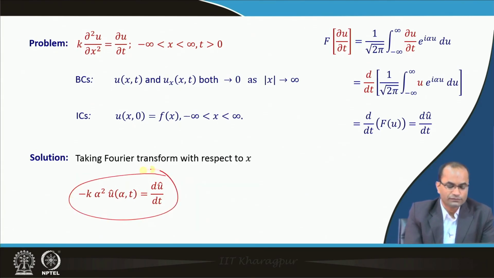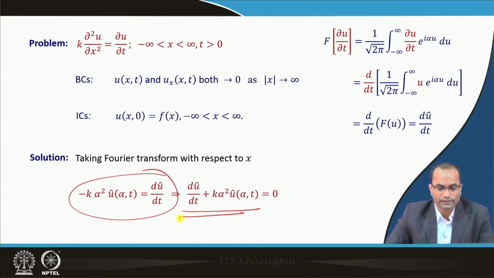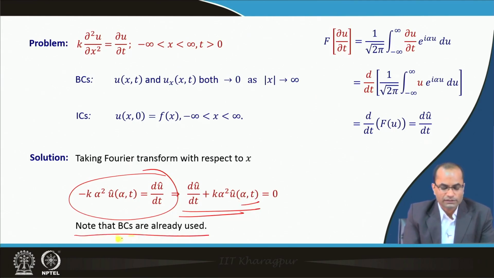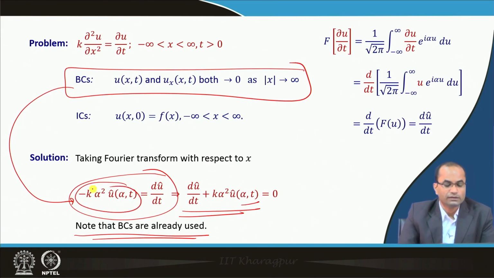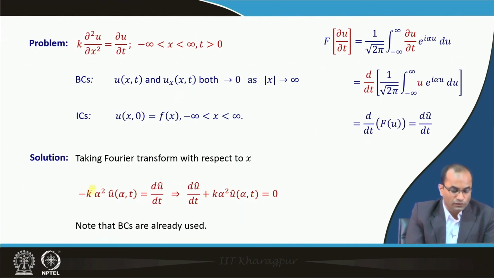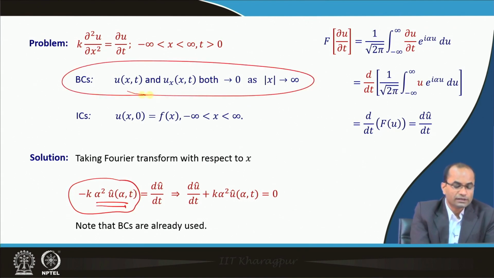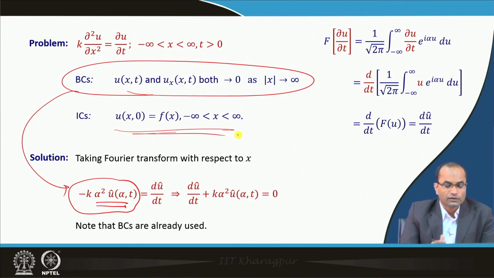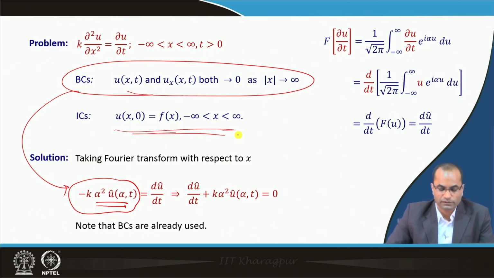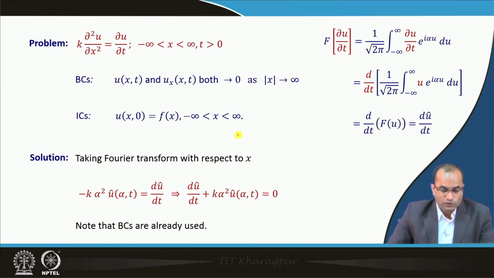So, we will solve this differential equation. We have del u hat over del t plus k alpha square u hat(alpha, t) equals 0. We should also notice that the boundary conditions are already used when we used the derivative formula, because we got this minus alpha square u hat using these boundary conditions. Only the initial condition is not yet used, and we will be utilizing it a little later. So, here we have a differential equation which we can solve easily.